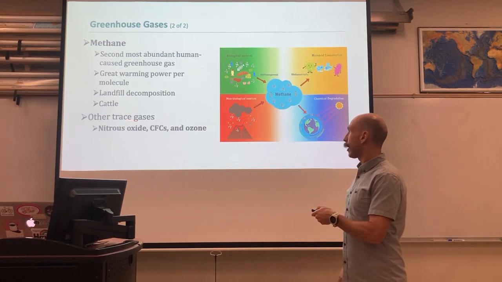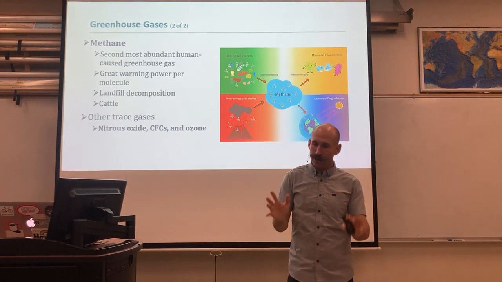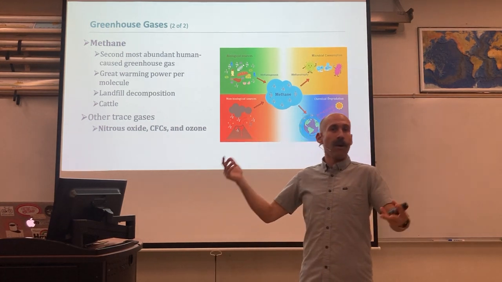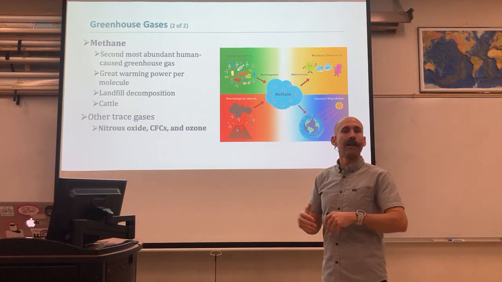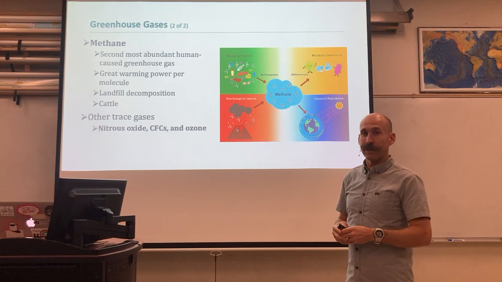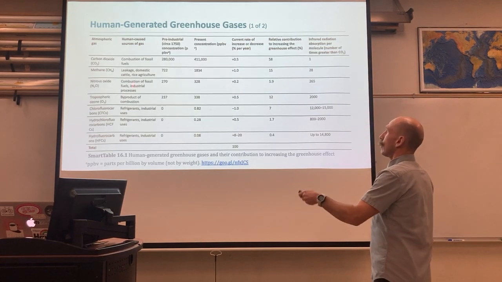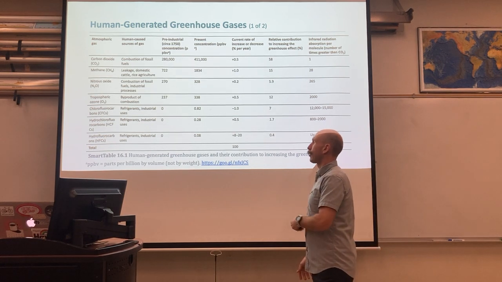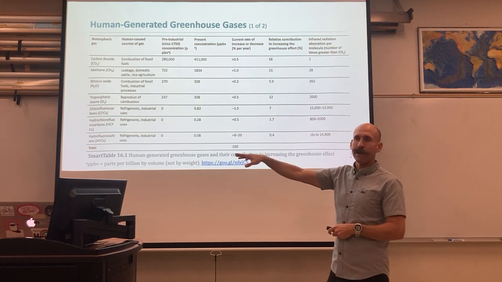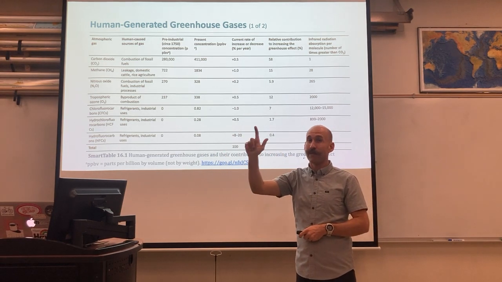There's also nitrous oxide, CFCs, chlorofluorocarbons, which are banned now because they were causing a hole in the ozone layer, the protective layer that keeps harmful ultraviolet radiation from the sun from reaching Earth. There's a lot of human-generated greenhouse gases, but in summary, carbon and methane, these are the big two.